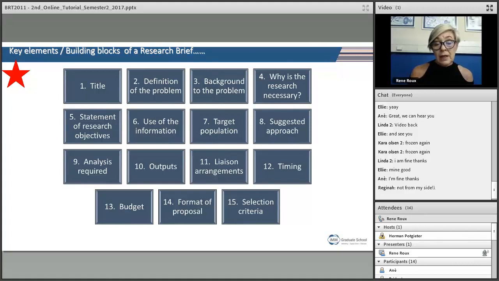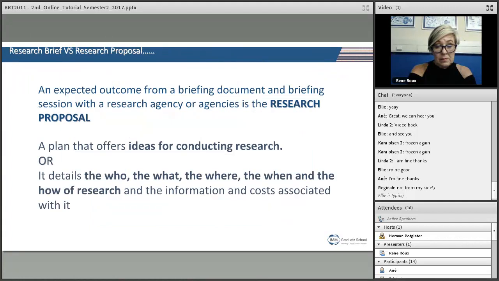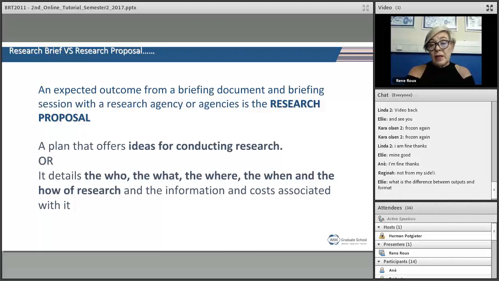And then lastly, your selection criteria. What are the things that you're going to use to evaluate the proposal and to select a company? So yes, the outcome of a briefing document is usually a briefing session with the research agency.